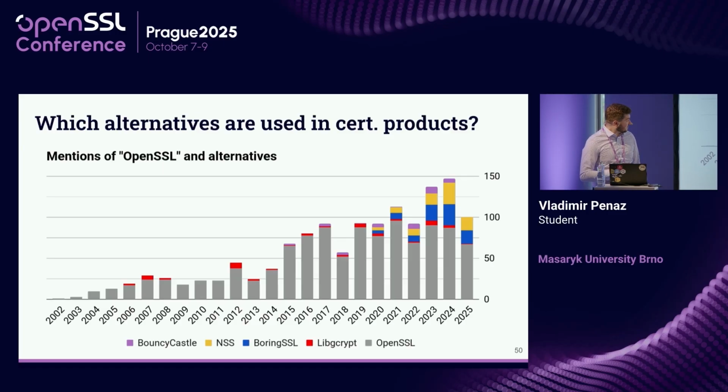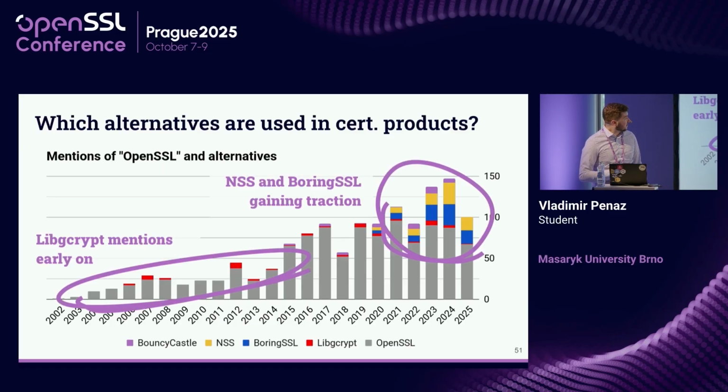But here, I can switch to the next slide. Here we can see that alternatives like NSS and BoringSSL are getting a significant part of the market of the certificates. And we can also see that libgcrypt was mentioned since almost the beginning. It's used since 2006, and it's used until now. But in the last 5 years, libgcrypt, BoringSSL, and NSS are getting more and more popular.